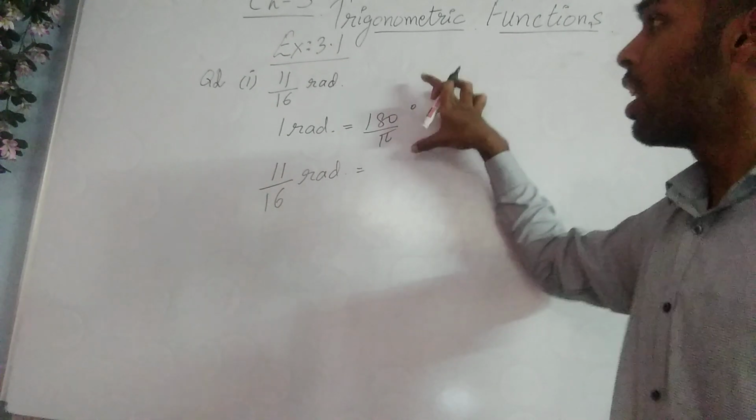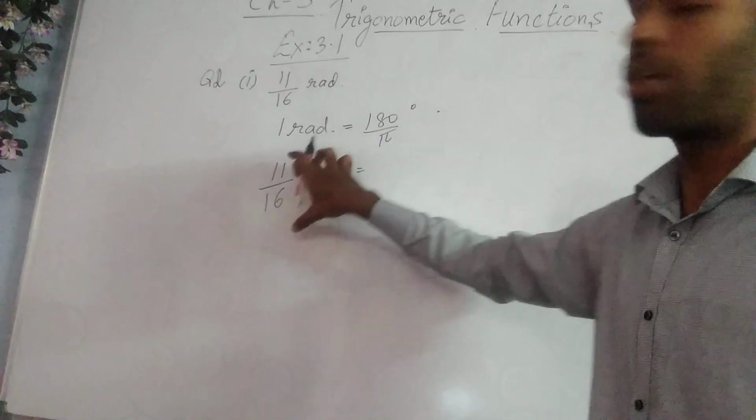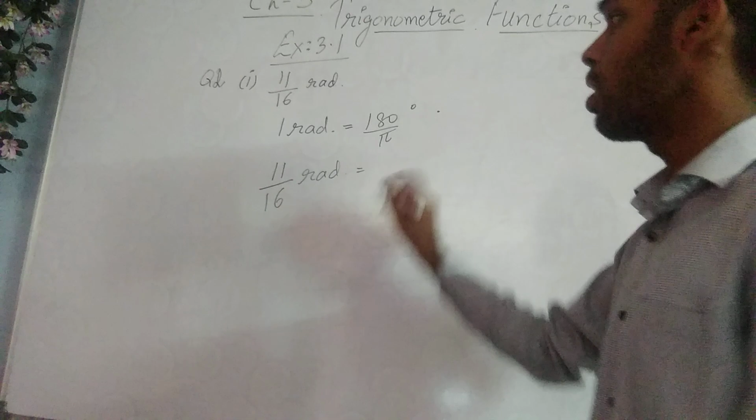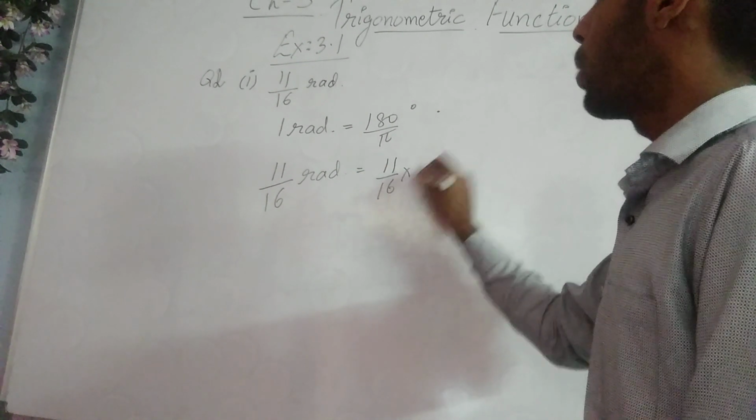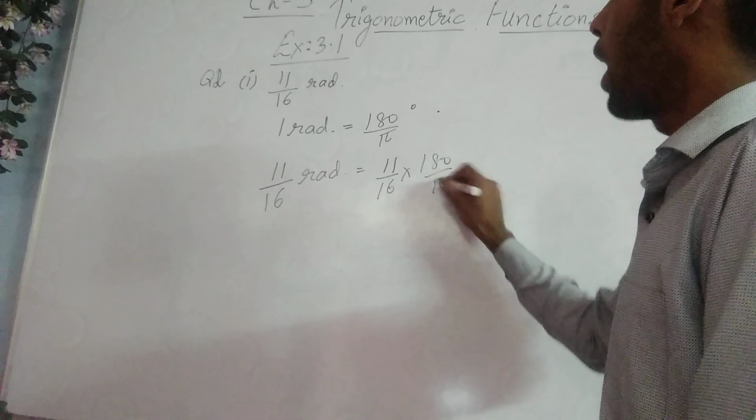आपको क्या करना है, राइट हैंड साइड में 180 अपॉन पाई से आपको क्या कर देना है, मल्टीप्लाई कर देना इस 11 अपॉन 16 को. That is 11 upon 16 into 180 upon pi degree.